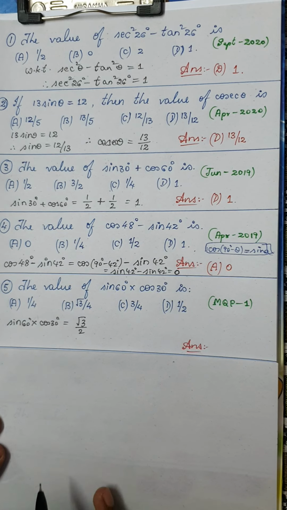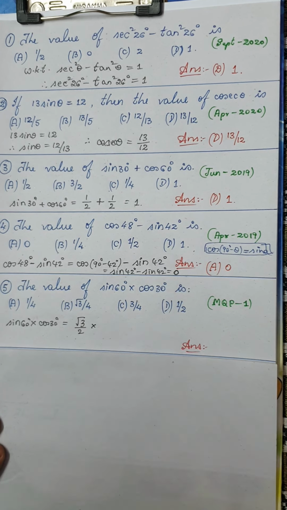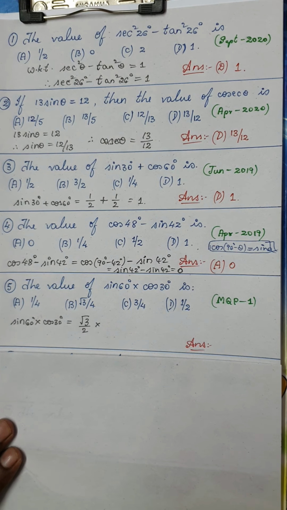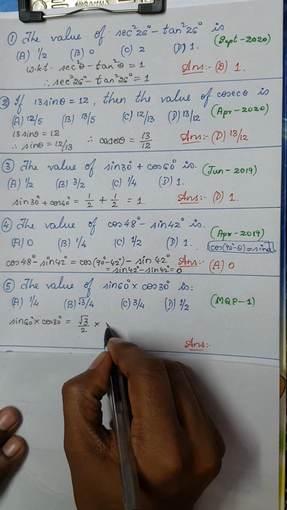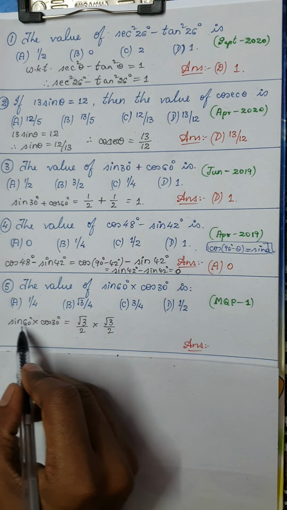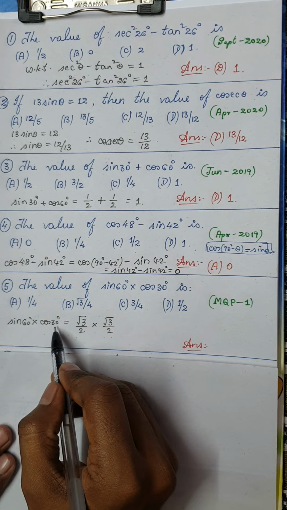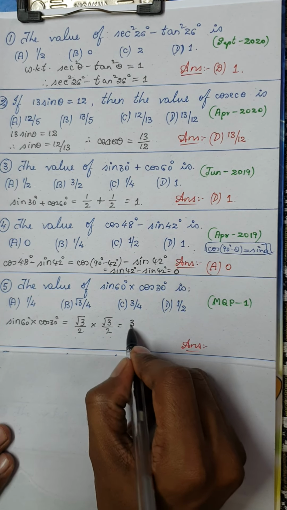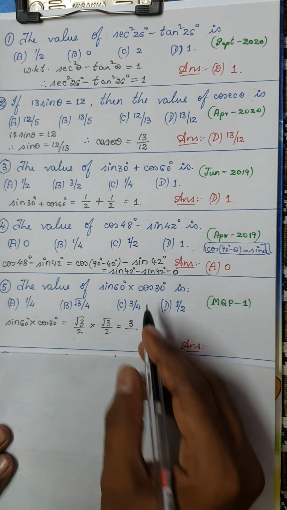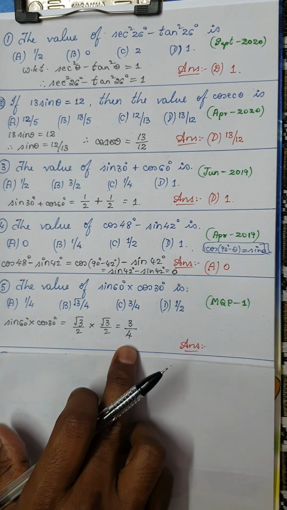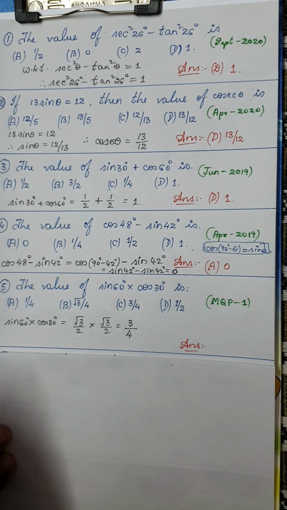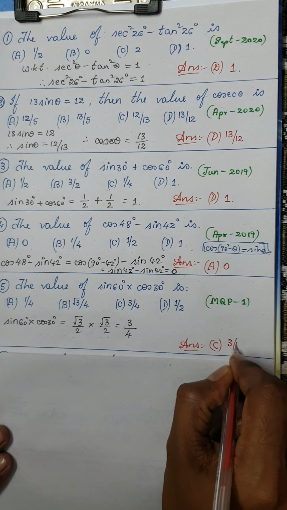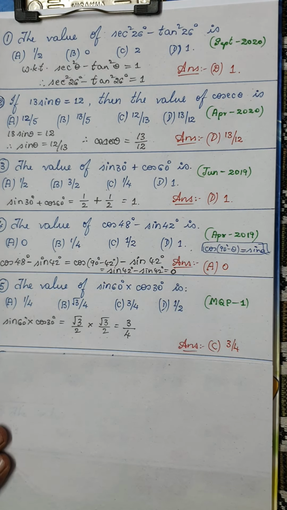Sine 60 is √3/2. Okay, into, now what is cos 30? Cos 30 is also √3/2. Why? Because when sine is 60, cos takes 30. I told you already. So this is nothing but √3 into √3 will be √3 square. So that is nothing but 3 divided by 2 into 2 is 4. So where is the option 3/4? You have option C. So the answer is option C, which is nothing but 3 divided by 4.